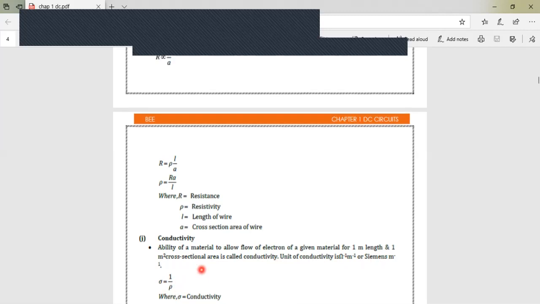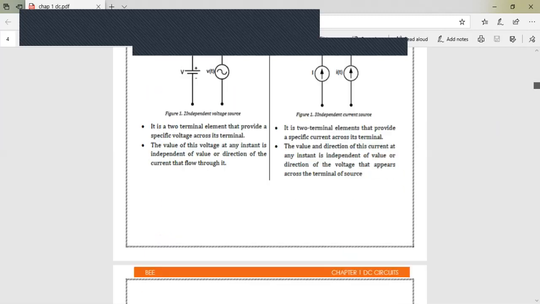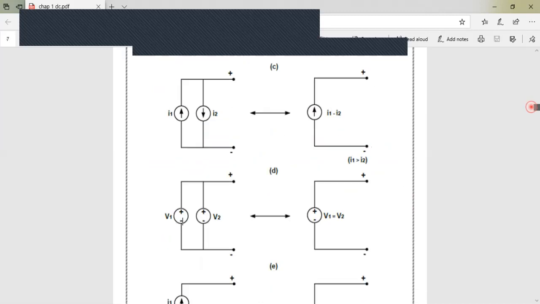So these are the basic definitions related to DC circuits. Now we will move towards the three main components of DC circuits: resistance, inductance, and capacitance.